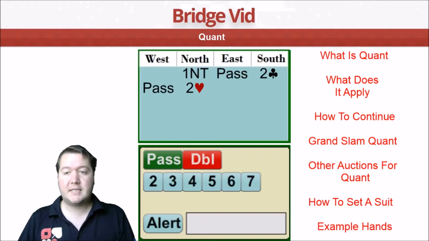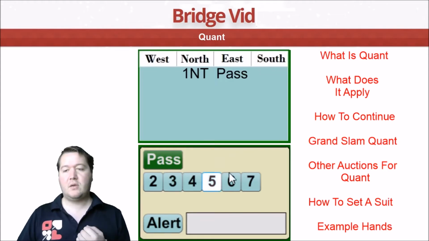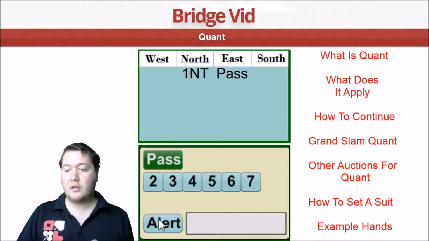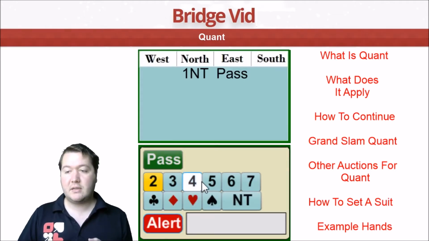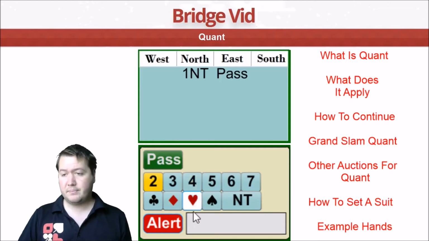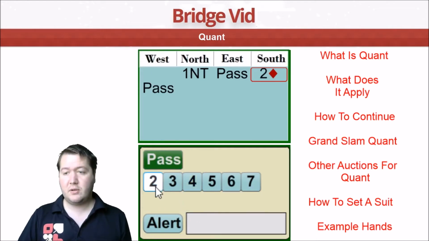So that's after Stayman. Another one depends on the rest of your system. So let's say you play transfers at the 2 level and the 4 level, like some people do. Then what you can do is transfer at the 2 level.